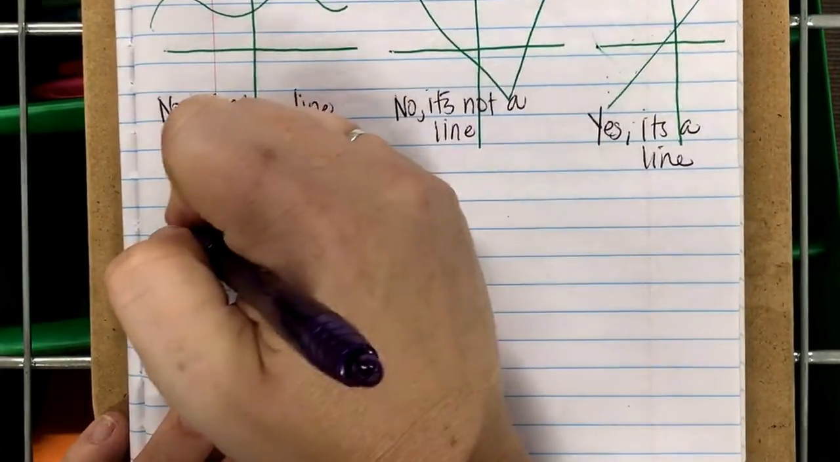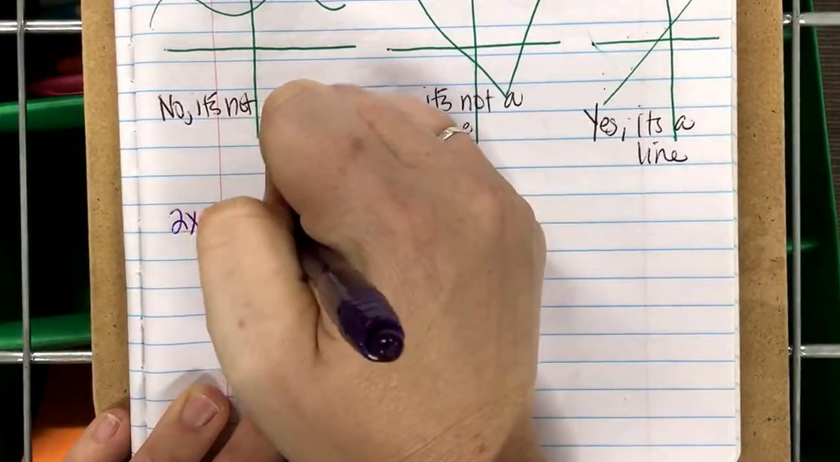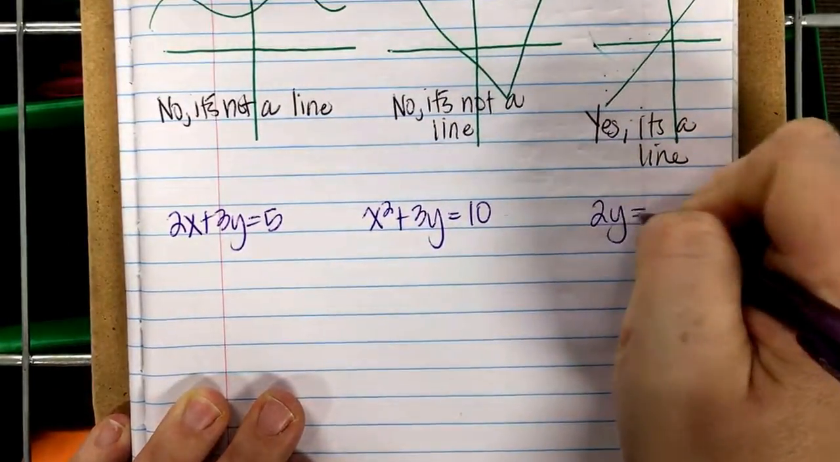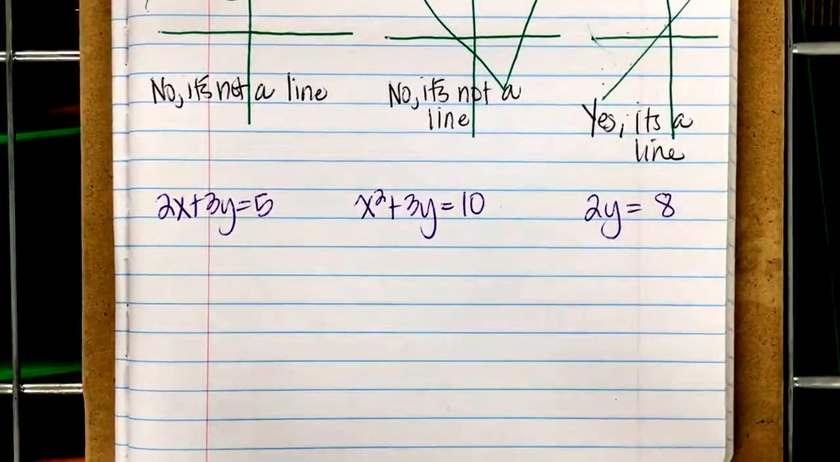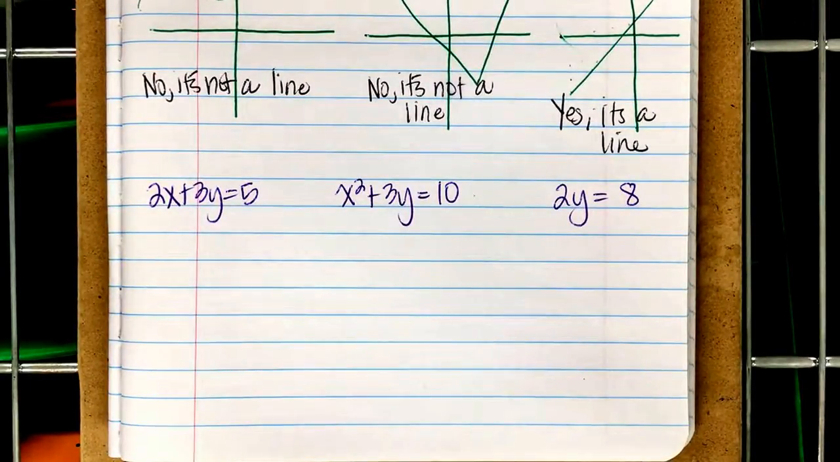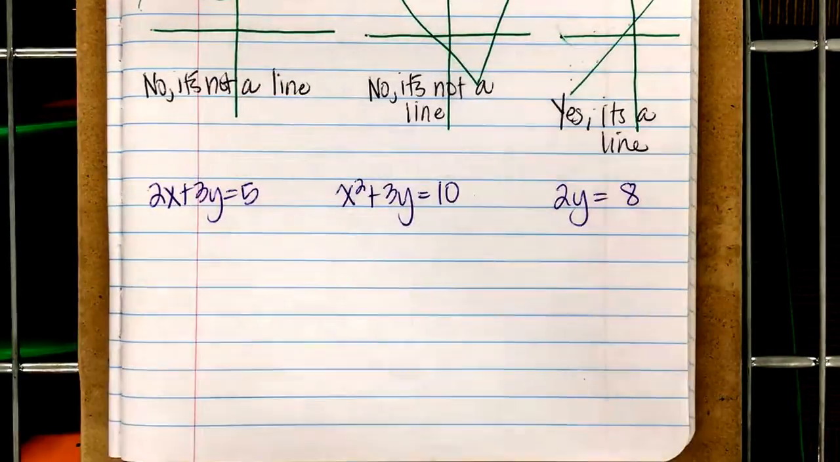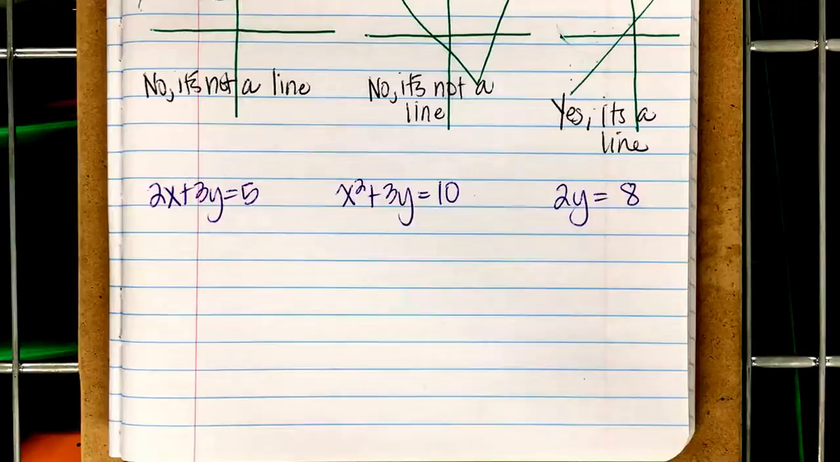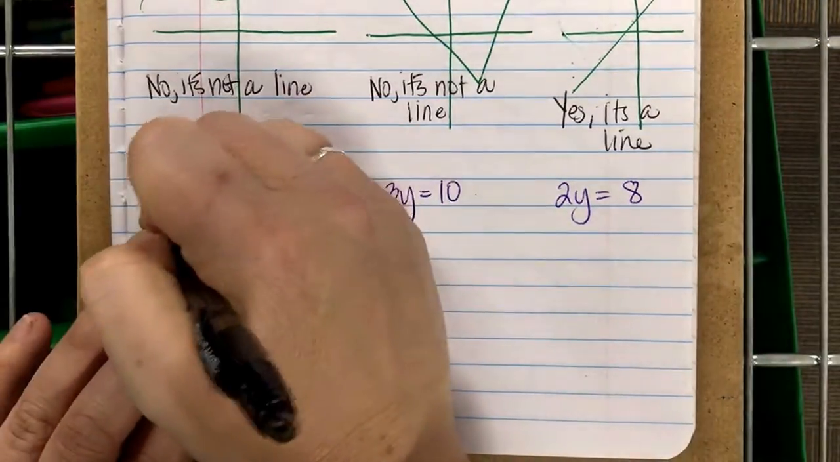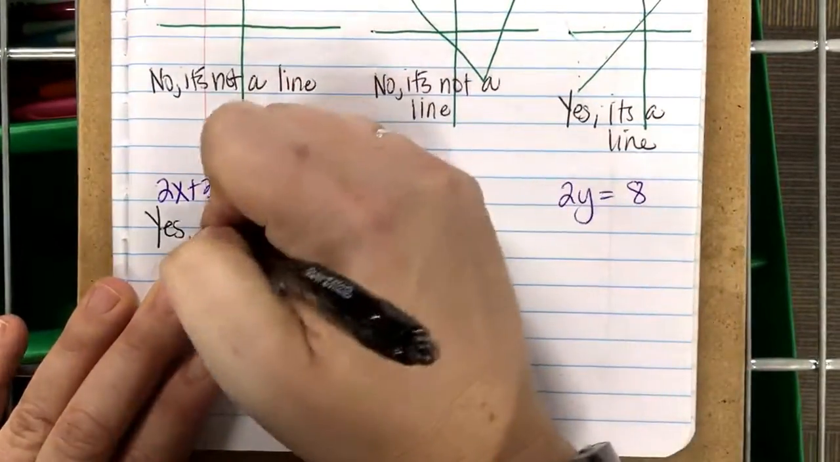Let's try these. Are these linear equations? Look at your rules for linear equations. Is 2x plus 3y equals 5 a linear equation? Yes. In fact, it's written in what? It's written in standard form.